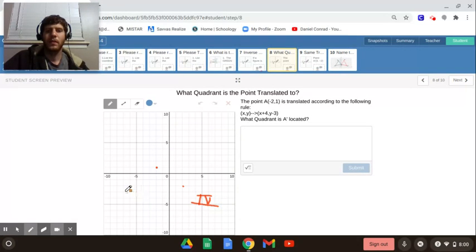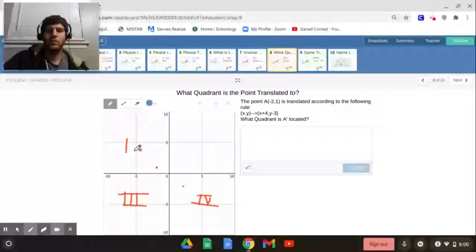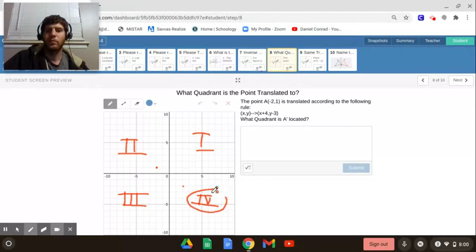Right? This would be quadrant 3. This would be quadrant 2. And this one's quadrant 1. So our point here, if we translate negative 2, 1, is going to go 4 right, down 3. So we're going to end up in quadrant 4.